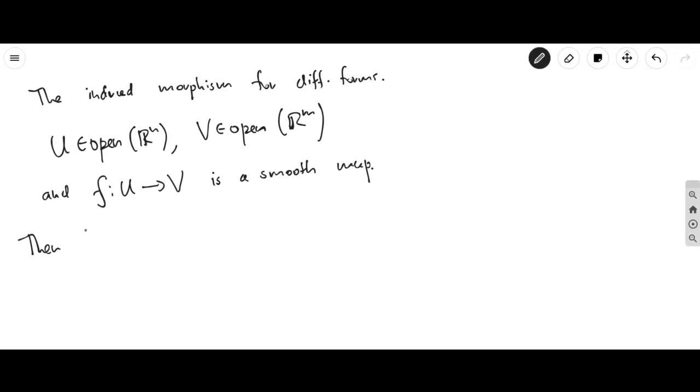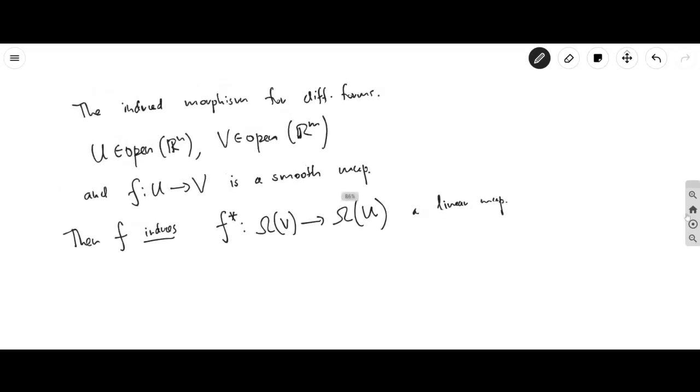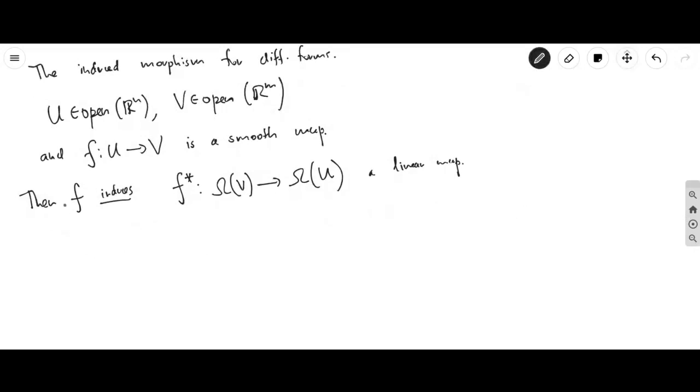Then F induces a map in the other direction. We're going to call this F upper star, which goes from forms on V to forms on U. So it goes in the other direction, and this is going to be a linear map in the other direction. So how does it get defined? Here's the way we define it. To define F star, it is sufficient.